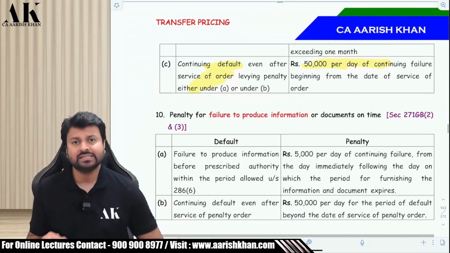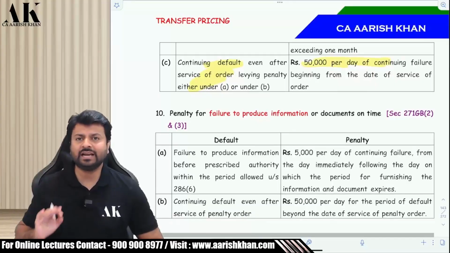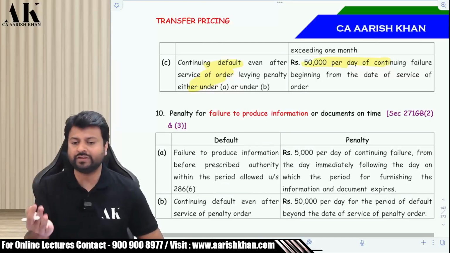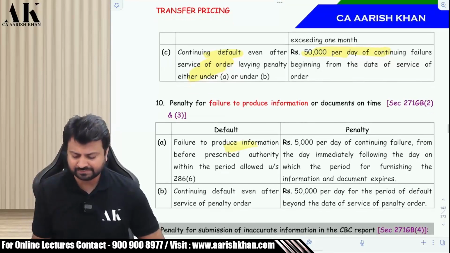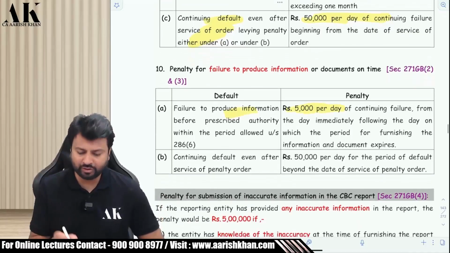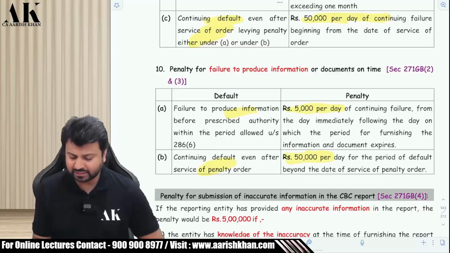Check. Second, as I have told you, the CBCR authority, that is joint director, principal director, they will call for certain information and you have to give them within 30 days. If you don't give them within 30 days, then 5,000 rupees per day. And after that, they will send you a penalty notice. And even after that, if you don't give them, then it is 50,000 rupees per day.